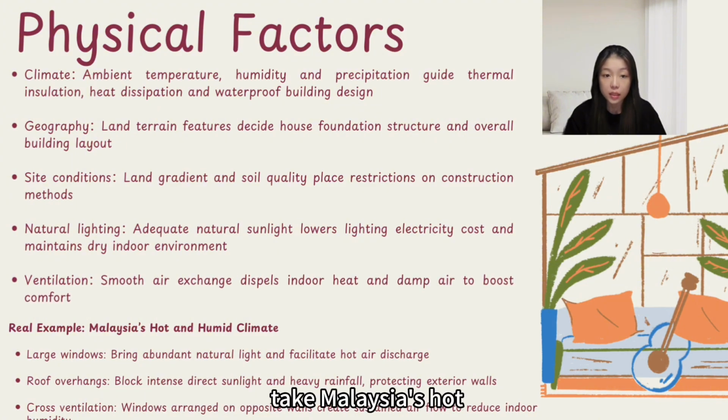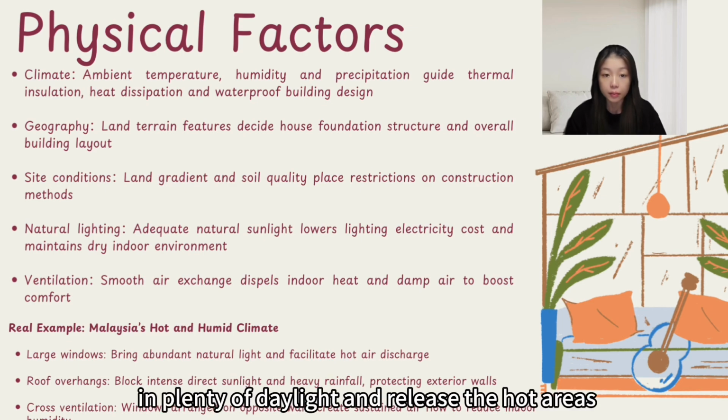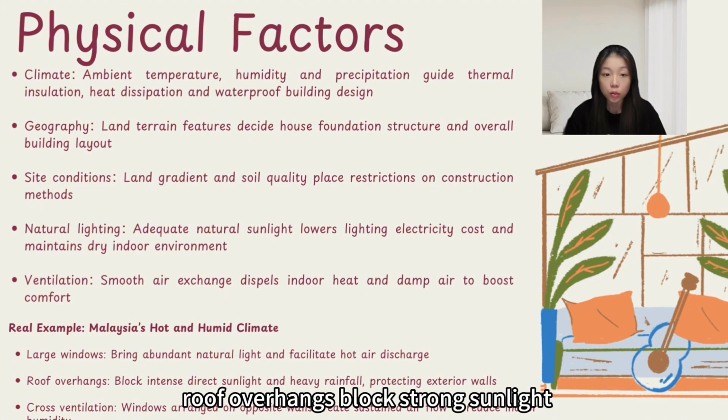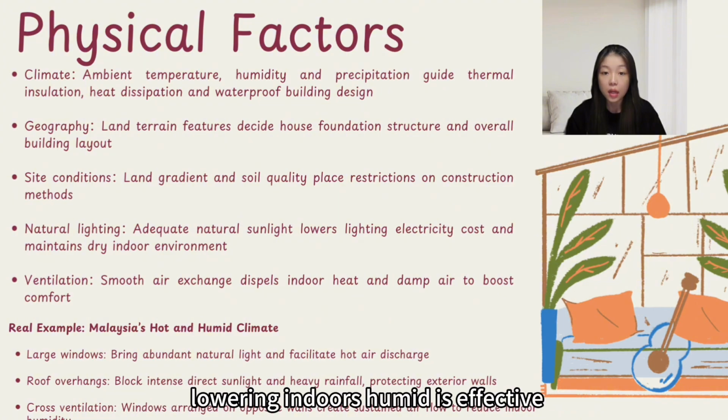Take Malaysia's hot and humid climate as an example. Large windows bring in plenty of daylight and release the hot air. Roof overhangs block strong sunlight and heavy rain to protect outdoor areas. Opposite windows create cross ventilation, lowering indoor humidity effectively.